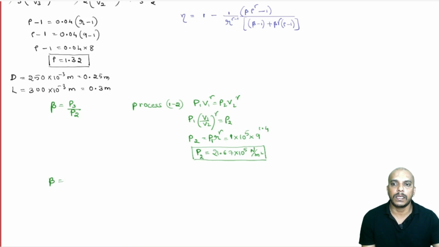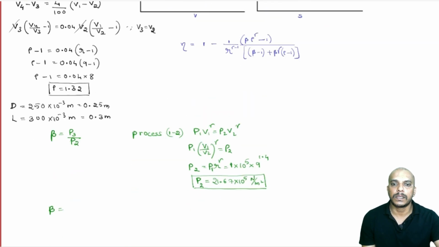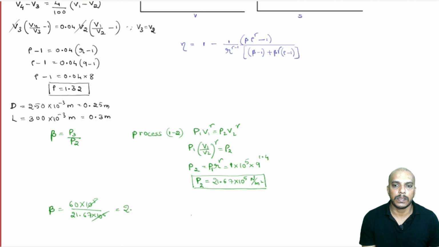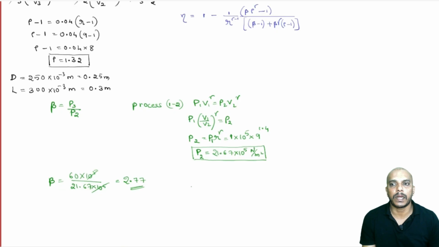Beta is equal to P3, which is given, 60 bar. So 60 into 10 power 5 divided by 21.67 into 10 power 5. Now this 10 power 5 cancels out. We can have 60 by 21.67, which is 2.768, or 2.77 is good. So beta also we have got. Now it is time to substitute it back into the efficiency equation and get the efficiency.